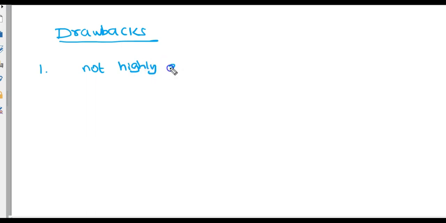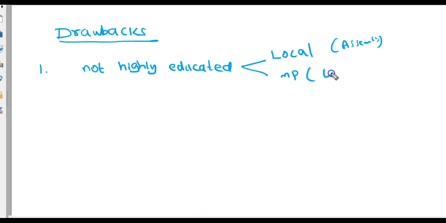So, the issue of holding simultaneous elections has some drawbacks as well. What are the drawbacks? Point number one, holding simultaneous elections may confuse voters. Indian voters are not highly educated. So Indian voters may get confused whether they are voting for the candidates for the assembly, or whether they are voting for the MP, the candidate to the Lok Sabha. So they may get confused.